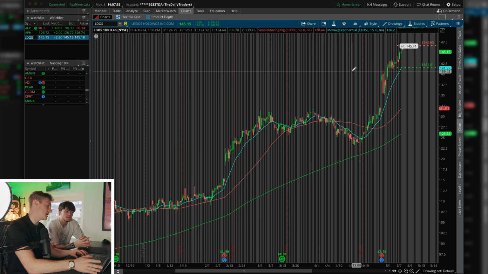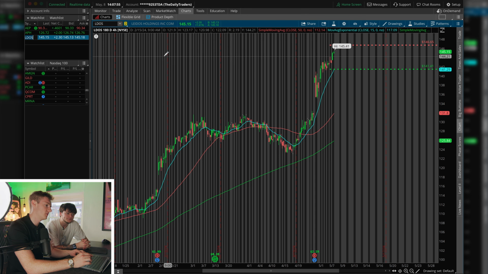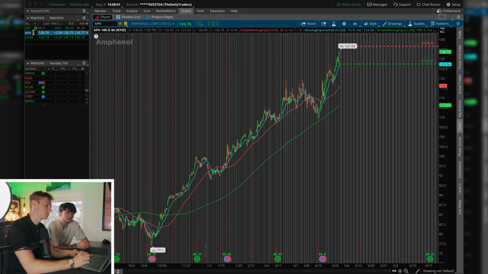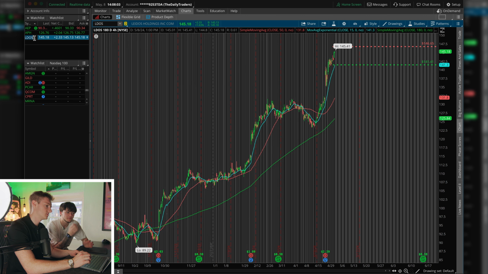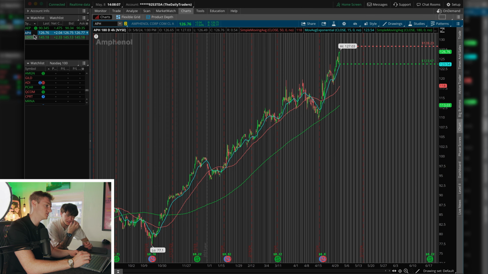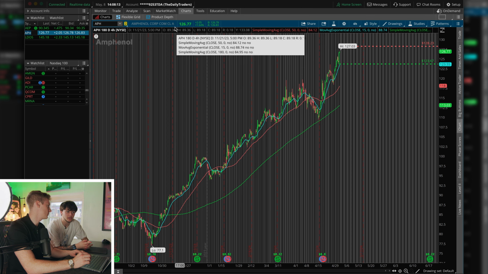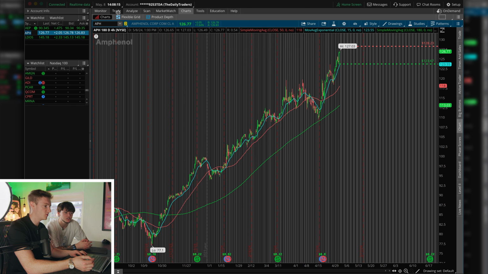Which setup is your favorite? Which one out of the 3? So we got AEP, okay? Not that one. APH, either that one or the other one. LDOS. These are very, very similar. LDOS looks the most clean. Yeah, I was about to say. They're very similar. Which one? We'll do that one. We're on at the APH. You want to trade APH?